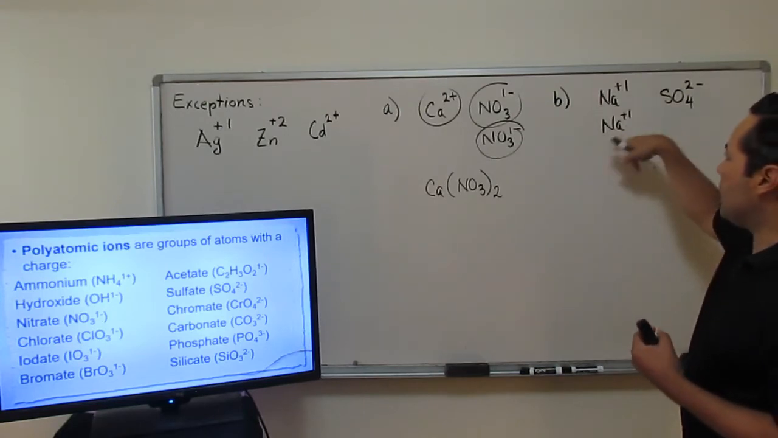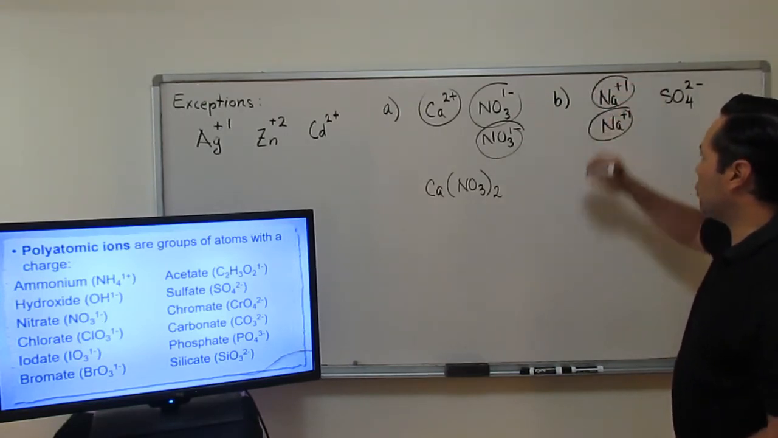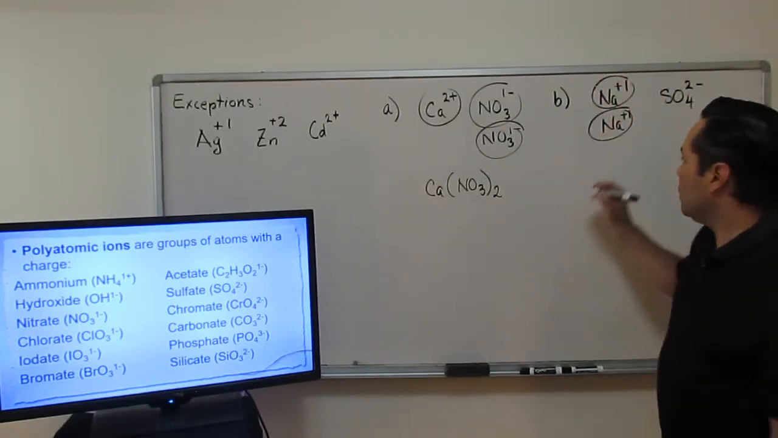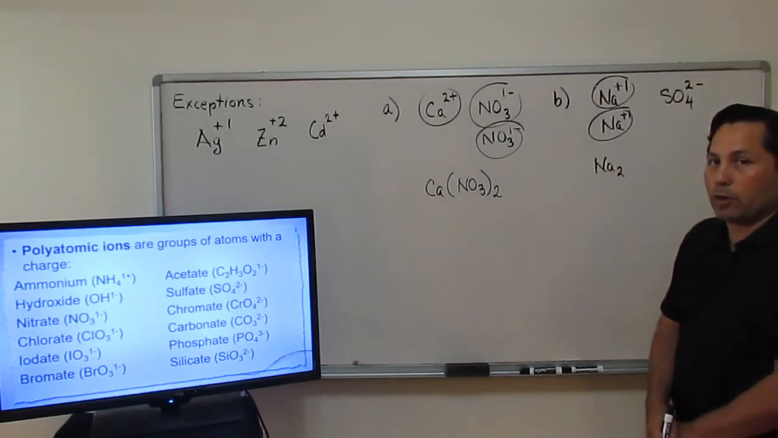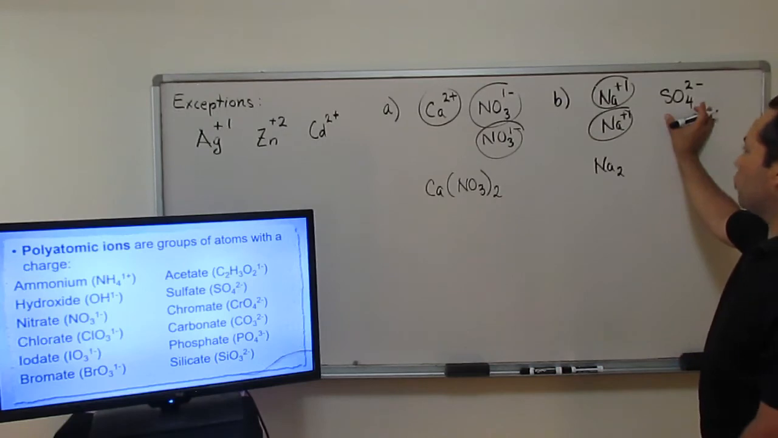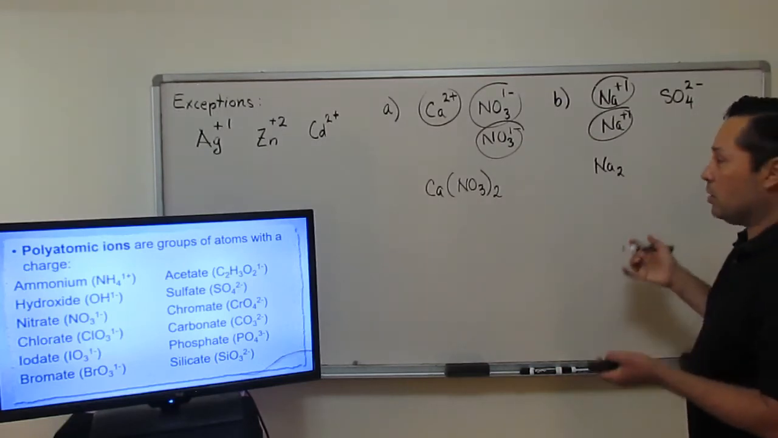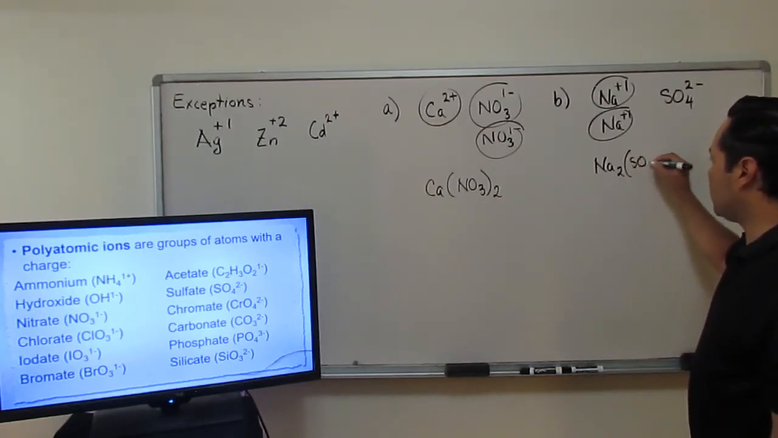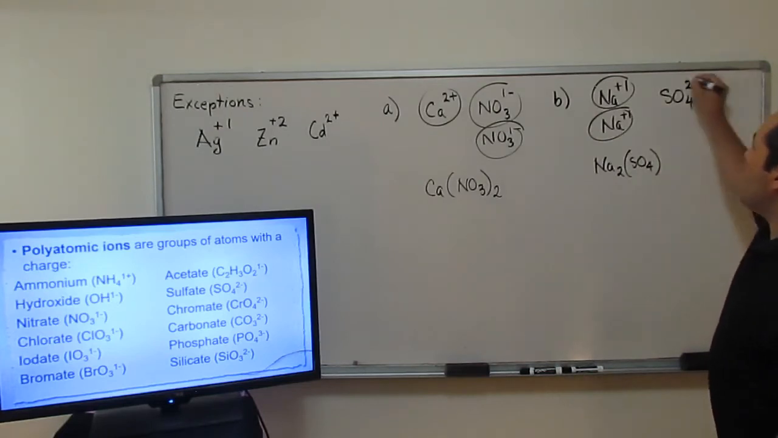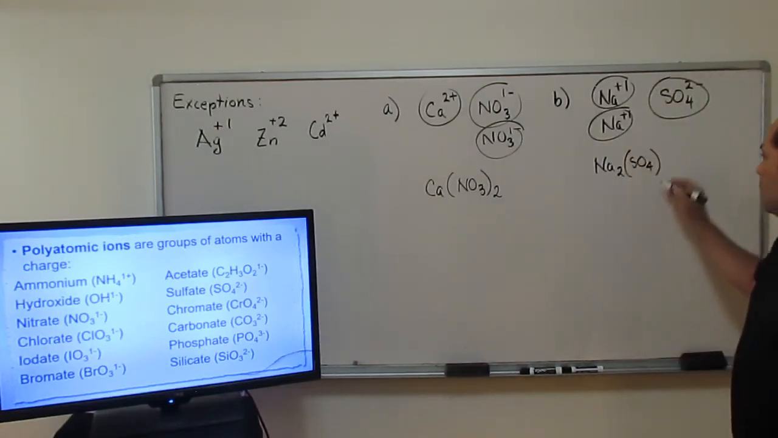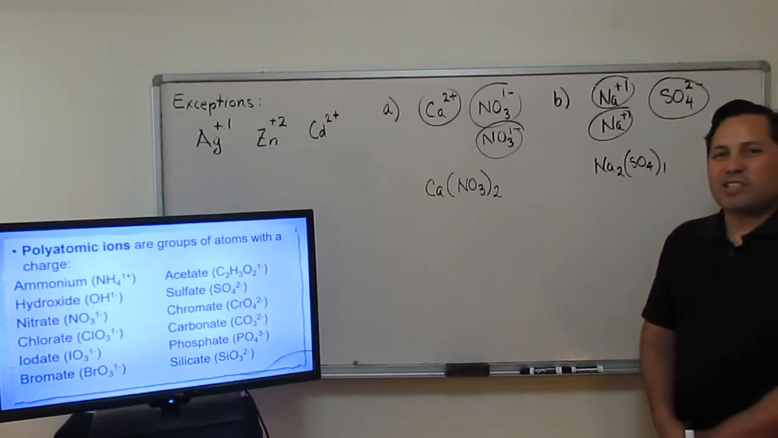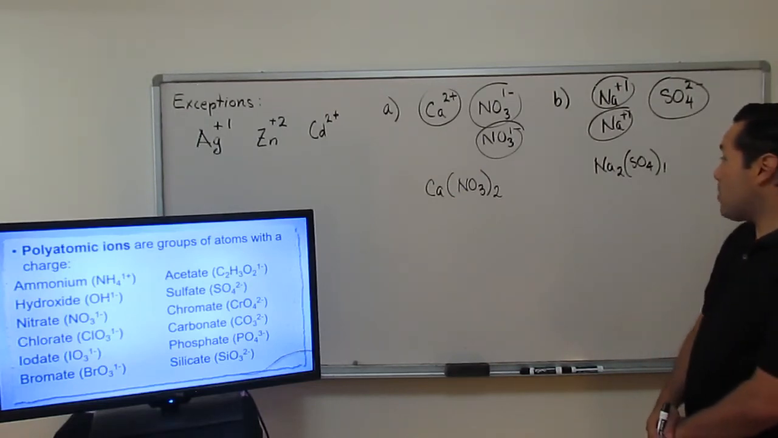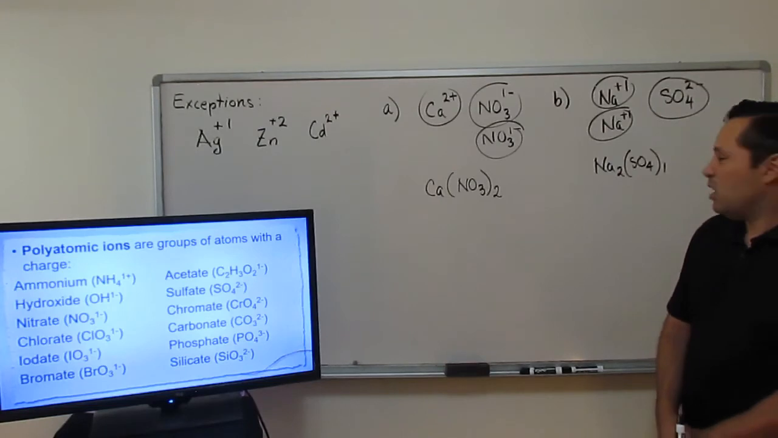Now I ask you, count them. How many Na do you have? You say, well, I got 1 and 2. Great, so I'm going to write an Na with a small 2 in the bottom right corner. Now this is a group, so what did I say about groups? I said put it in parentheses. SO4. How many of them do I have? 1. Great. Though that's not written 100% correctly. It's not bad, but it's also not good.